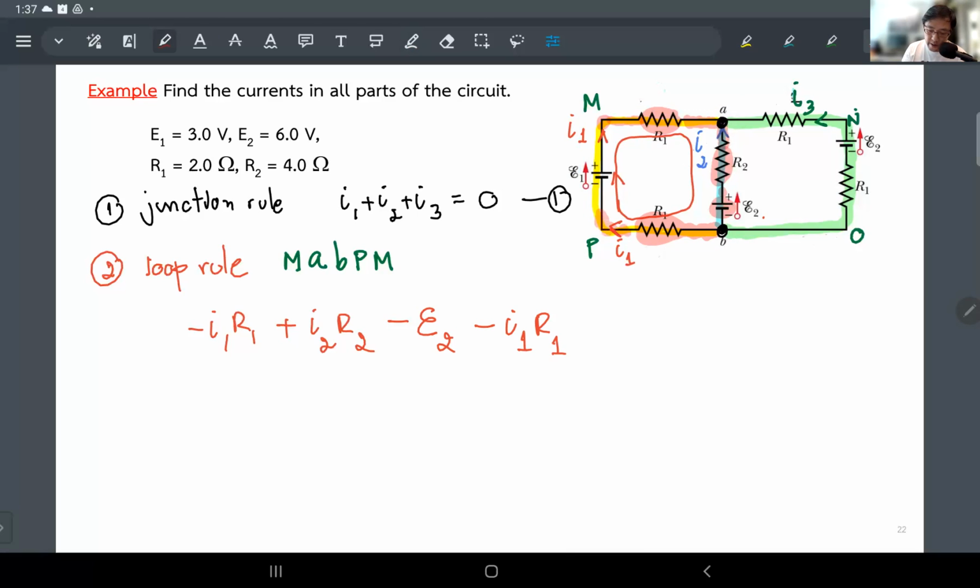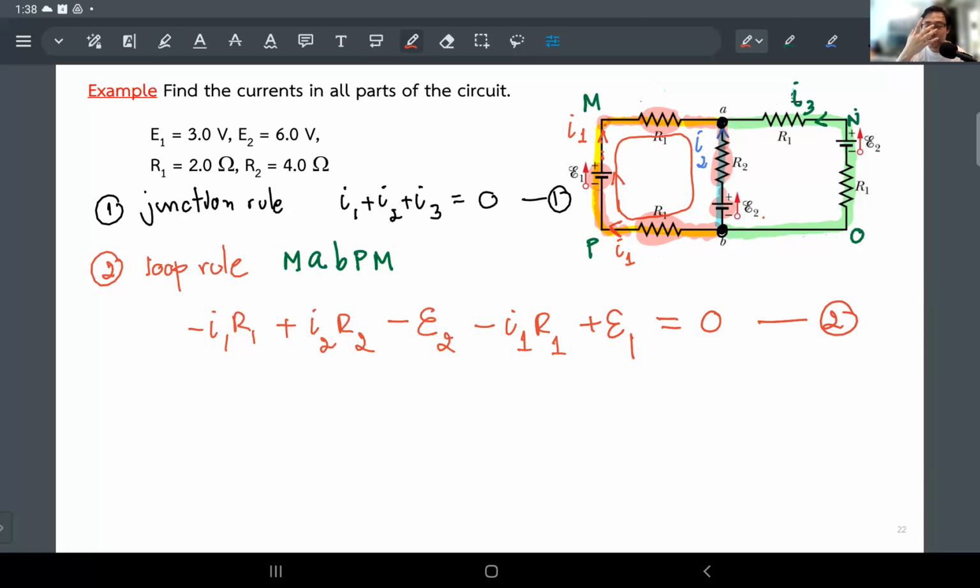Keep going. Now I see another battery, E1, but now I'm going from the negative polarity of this one to the positive one. So I'm going up, right? I'm going up, increasing the potential. So I'm going to have positive E1. Now I'm walking back to the original point M. This collection of potential changes along my way must sum up to 0, and that's it. Okay, let me call this equation number 2. Isn't that cool?